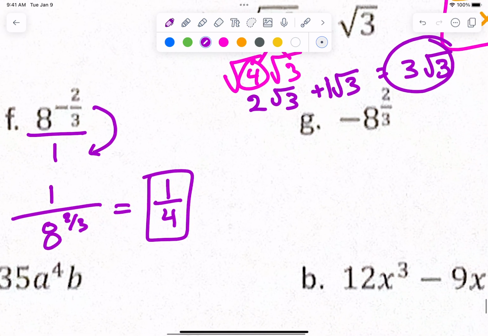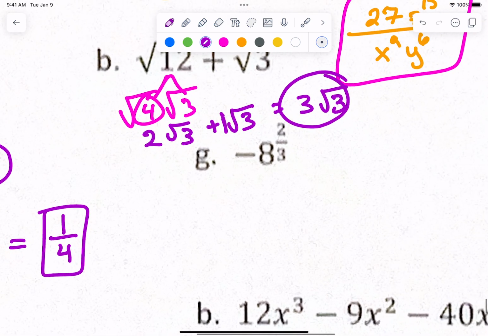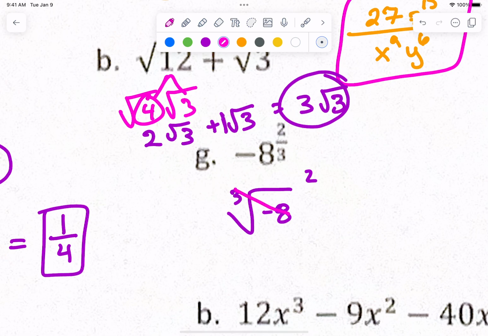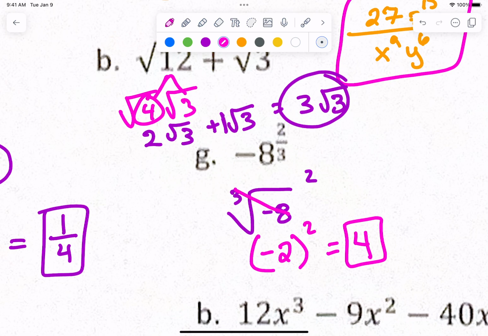Okay. All right. Now what about negative 8 to the 2/3 power? Okay. Let's do the cubic root of negative 8 squared. What's the cubic root of negative 8? What times itself 3 times will give you negative 8? Negative 2. Negative 2 squared is positive 4. My calculator says negative 4.